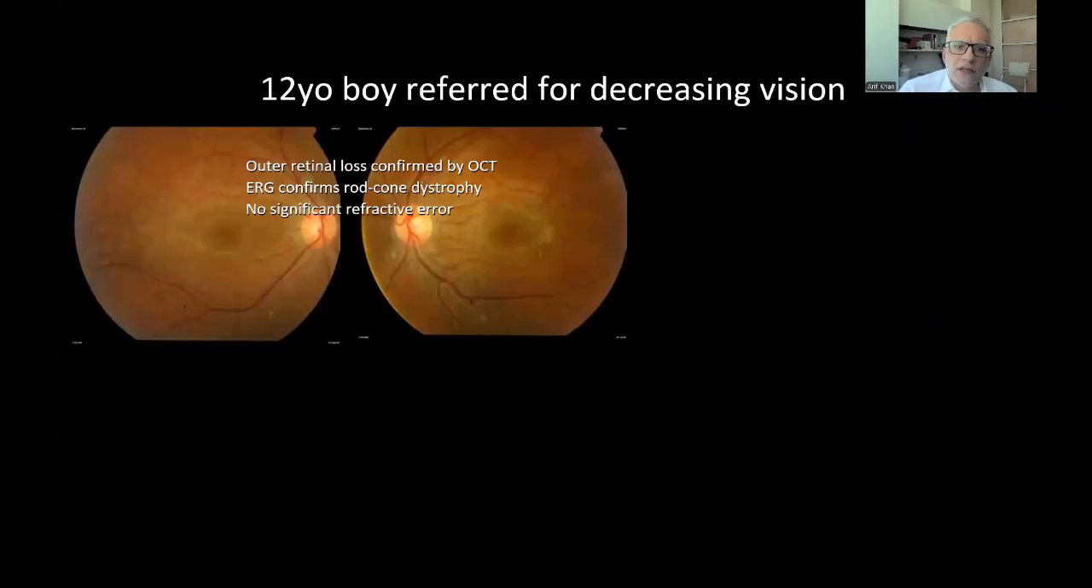Here's a teenager referred for recent reduced vision. Outer retinal loss. He has rod cone dystrophy confirmed by ERG. No significant refractive error. He does have pigmentary retinopathy. So this is a pigmentary retinopathy, but we need to take the whole phenotype. We need to look at everything.